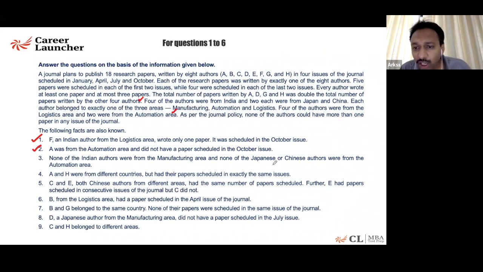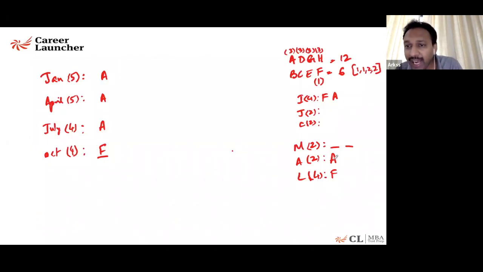None of the Indian authors. It's still not done. Only this part of it is done. None of the Indian authors are from the manufacturing area. So I still don't know. So I know that A I got, F I got. There are 4 more people. Those 2 people will have to be from automation and logistics only. That means whatever the other 4, in fact, look at this. F and A, automation, there are 4 in logistics. These 2, F and A, are not. These 2 are also not from the Indian 2 people are also not from manufacturing, which means they have to be from A or L. We'll figure it out. We have still not got it.